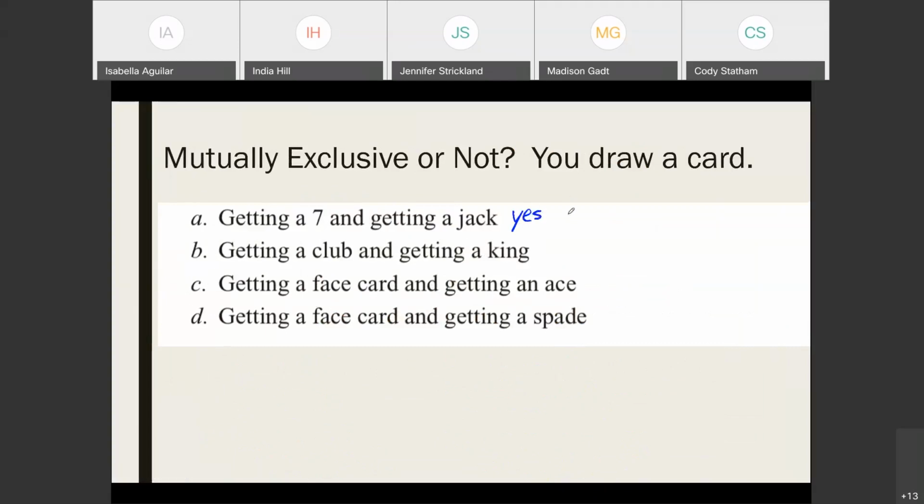All right, what about on the next one? Getting a club and getting a king. What do you think on that one? It's not mutually exclusive. Okay, not mutually exclusive. I would agree with that. All right, so I'm going to go back real quick and just look at the cards.